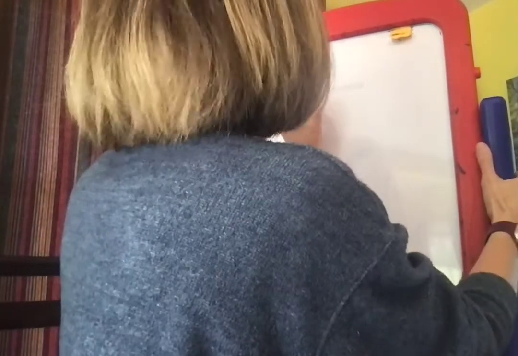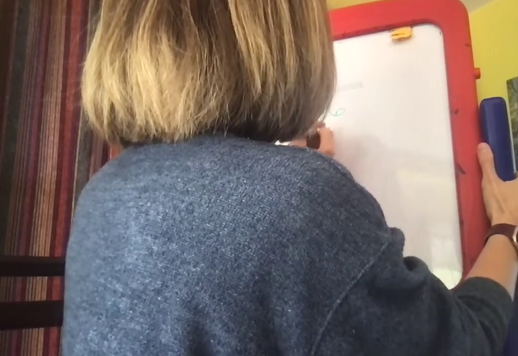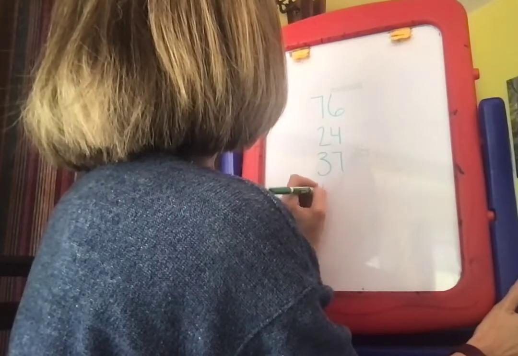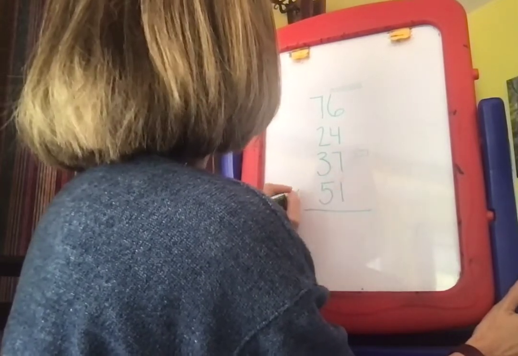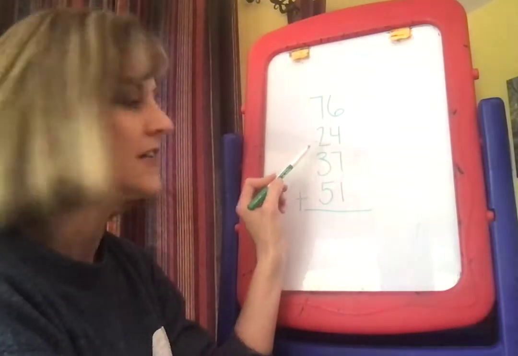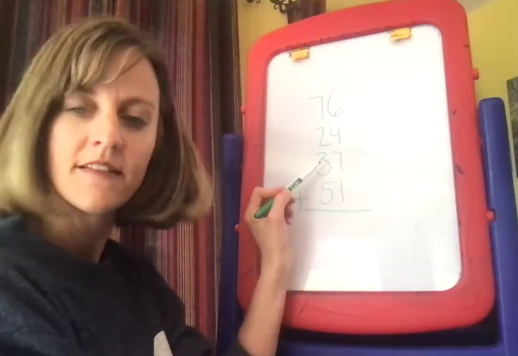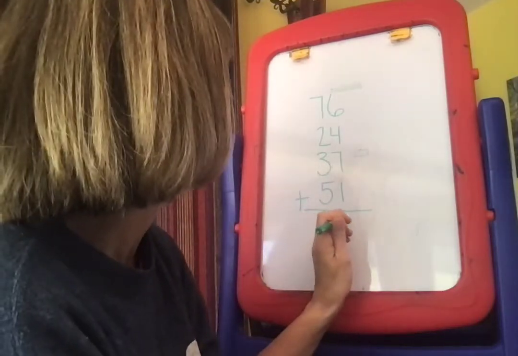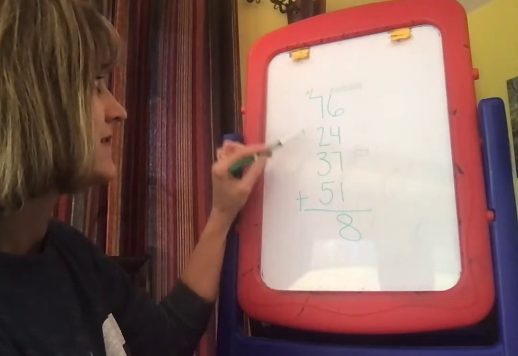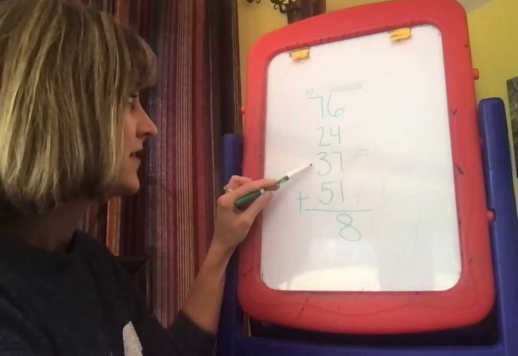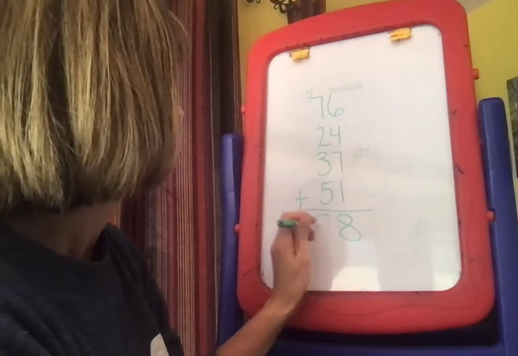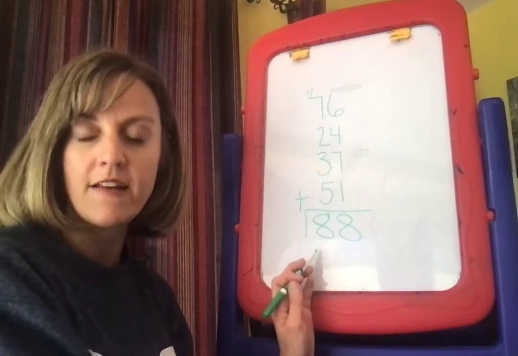I'm going to put this on the board, but you can go ahead and start adding. 76, 24, 37, and 51. Okay, 6 plus 4 is 10. 10 plus 7 is 17. Plus 1 is 18. Good? Carry that 1. 7 plus 1 is 8. Plus 2 is 10. Plus 3 is 13. Plus 5 is 18. Okay, so we have 188. Everyone see where we got that?